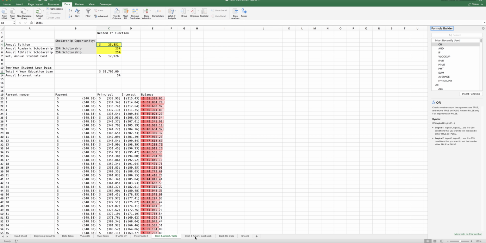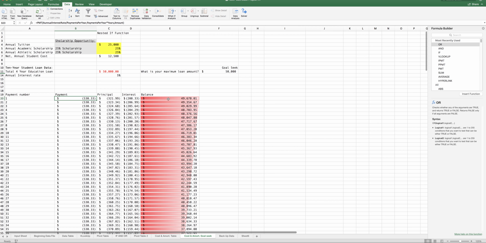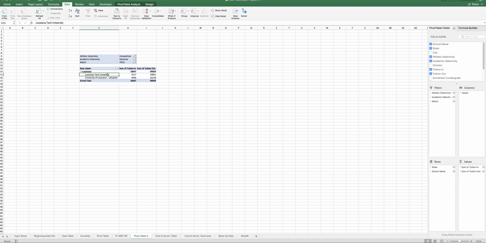And then I added one more functionality to this. I said, well, what if our budget was strictly limited to 50,000? What if this had to be 50,000? So I created a goal seek and then plugged in the 50,000. So this told me that before scholarship offers, the annual tuition had to be 25,000. So if I go back to my adjusted pivot table here, looking at my final two schools for possible selection, this would lead me to pick Louisiana Tech University based on my budget.